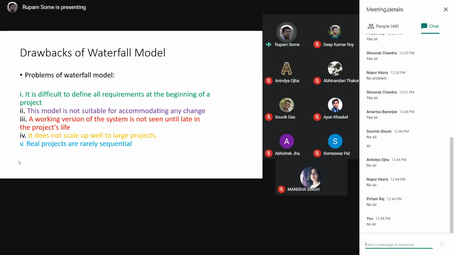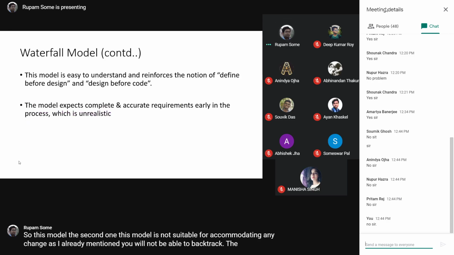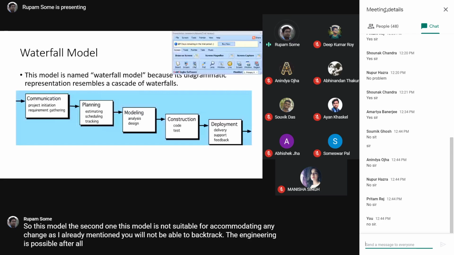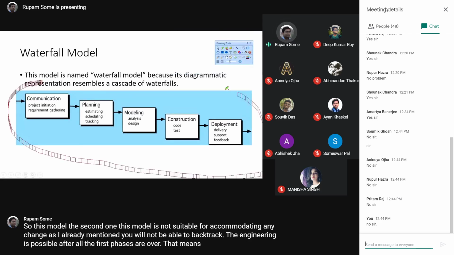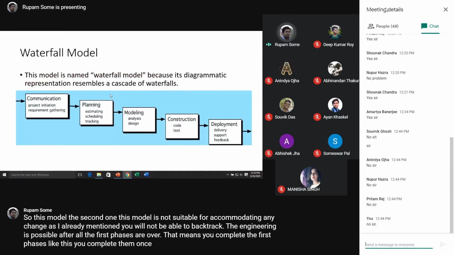So this second model is not suitable for accommodating any change. As I already mentioned, you will not be able to backtrack. Re-engineering is possible only after all the phases are over. That means you complete all the phases once, and then only will you be able to backtrack. So practically this is tedious and time consuming.